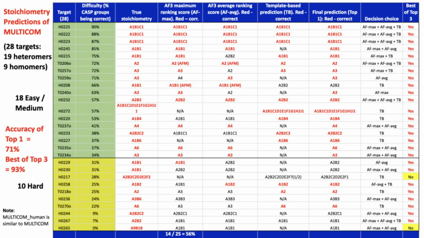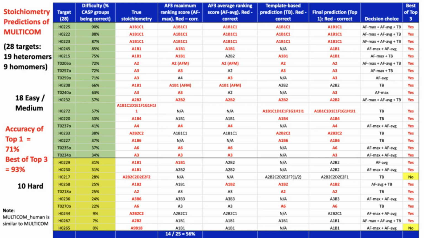But if you use templates, we can get 14 out of 17 predictions correct. That is 82%. But if you consider all 28 targets, it's 50%. Then you combine all this information to make a final prediction. The accuracy is 71% for the top 1 prediction.